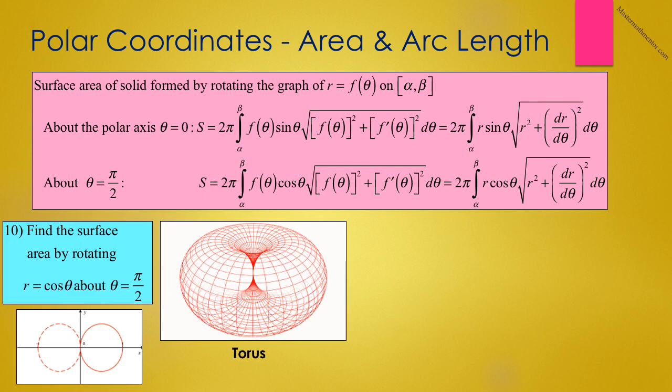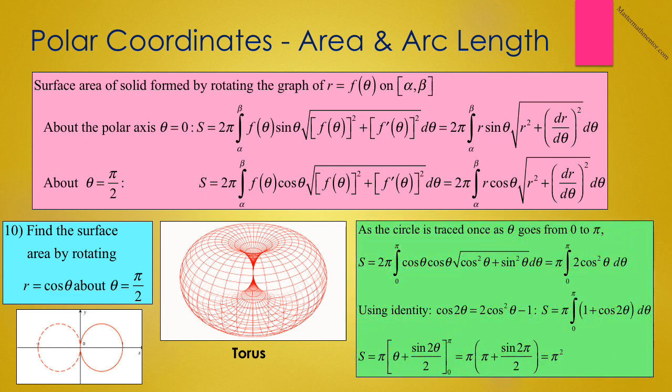Number 10 asks to find the surface area by rotating r equals cosine theta about theta equals pi over 2. R equals cosine theta is a circle, and when we rotate it around the line theta equals pi over 2, we get the shape shown on the screen, which is called a torus. It's like a donut or a bagel with no real hole in the center. The circle is traced once as theta goes from 0 to pi.